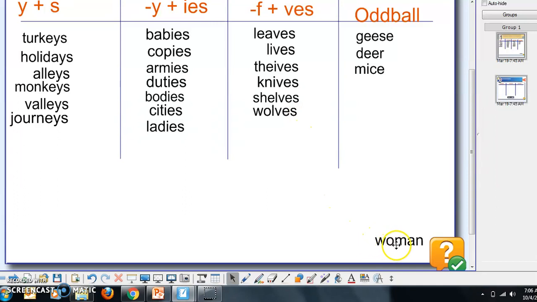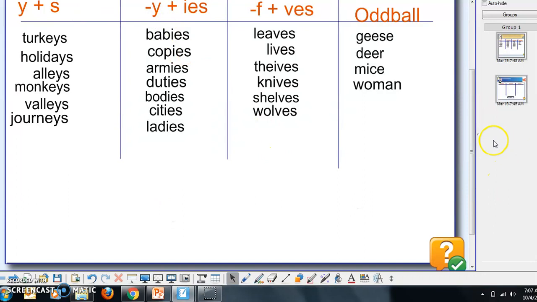Our final word is woman. Which column would woman go under? You guessed it. Woman would go under the oddball column because I could be referring to a singular woman or a couple of women. It would not fall under any of these headers for this week. They do not fit the pattern.